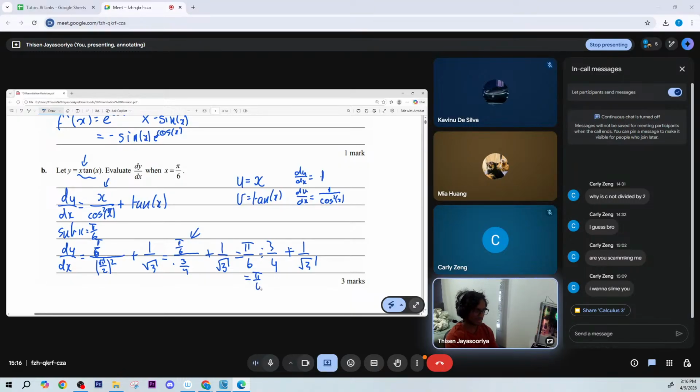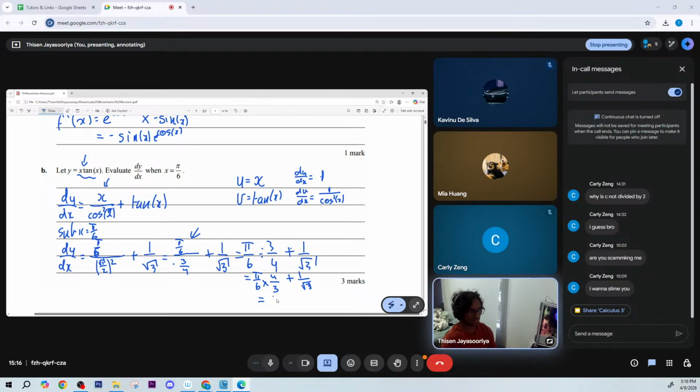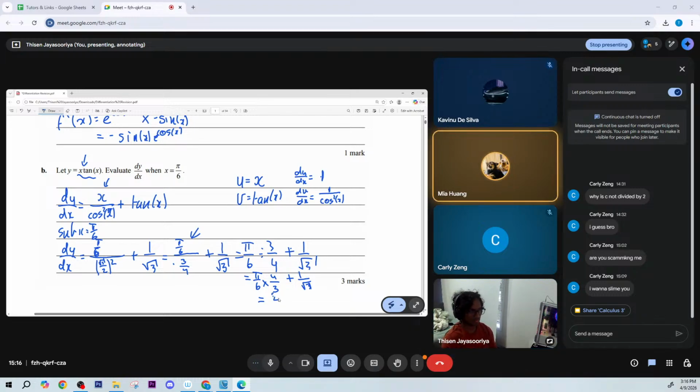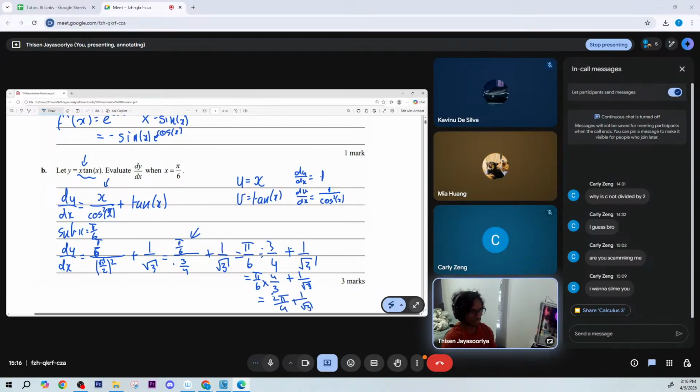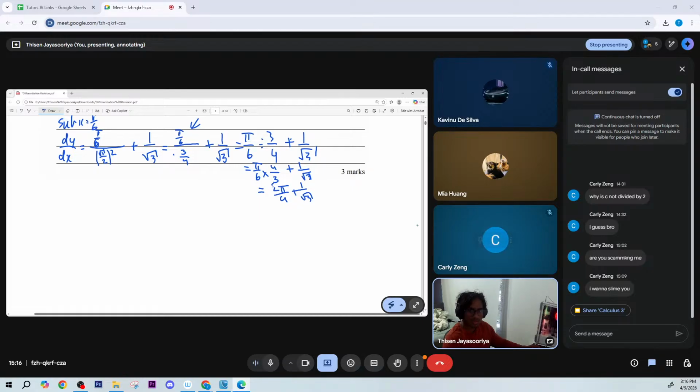We get pi on 6 times 4 over 3 plus 1 on root 3. And then what do we get? 4 pi on 18 plus 1 on root 3. How can we simplify that 4 pi on 18? 2 pi on 9. 2 pi on 9 plus 1 over root 3. Does that make sense? What about for Carly and Kavini? Is that all good for the two of you?